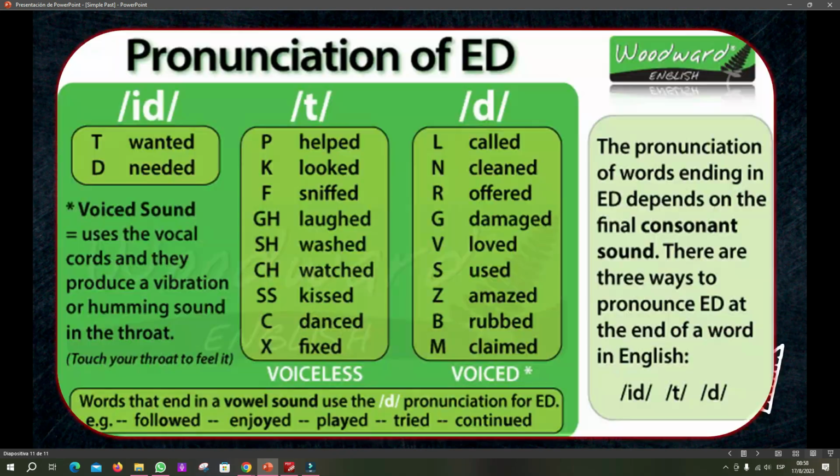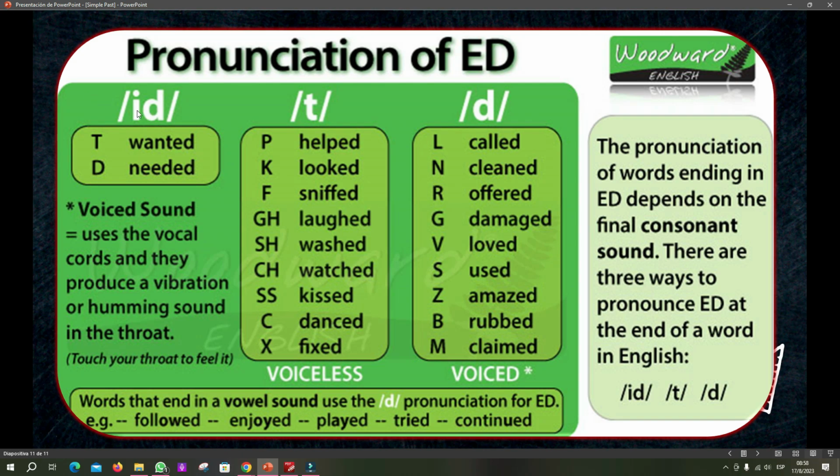So, also, this is very, very important, guys. The pronunciation of the ED. Here we have three different pronunciations.